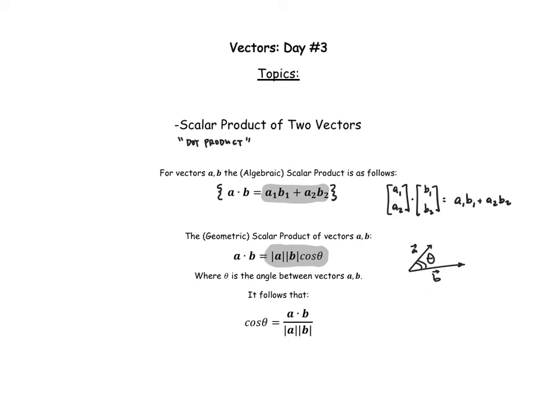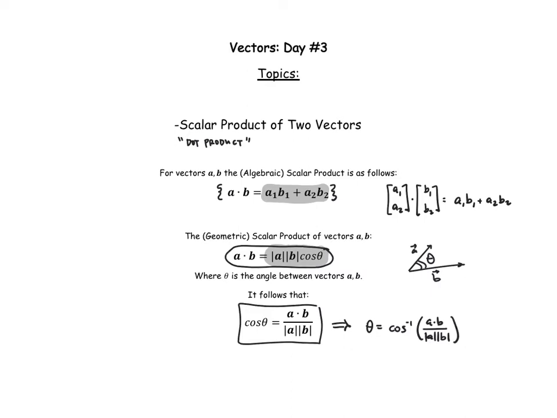Okay, it will follow then, naturally, algebraically, if I took and divided both sides of this by the magnitudes of both A and B, I could then get myself to a point where I could solve for the angle between two vectors, which would be the inverse cosine of the scalar product of A and B over the magnitude of A times the magnitude of B. And that'll find us the angle between the two vectors. So let's get into a few examples.